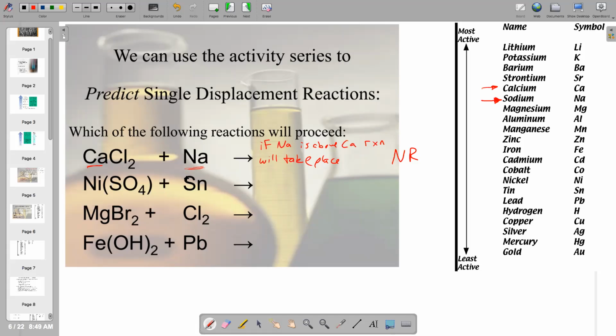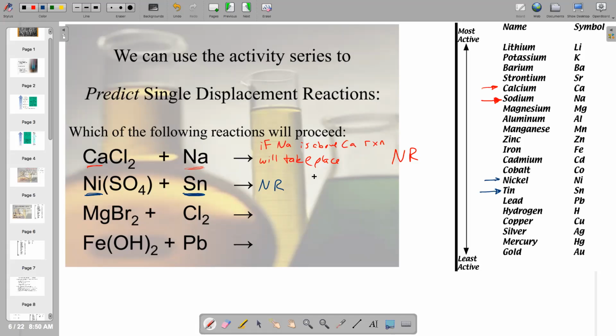So the next one, we've got tin. Sn is the symbol for tin. So tin's down here, and tin would replace nickel. Nickel's right there. If tin, which is the element that's by itself, is above nickel, then the reaction will take place. And here it's not. The tin is below the nickel. So there's also no reaction. No reaction happens.